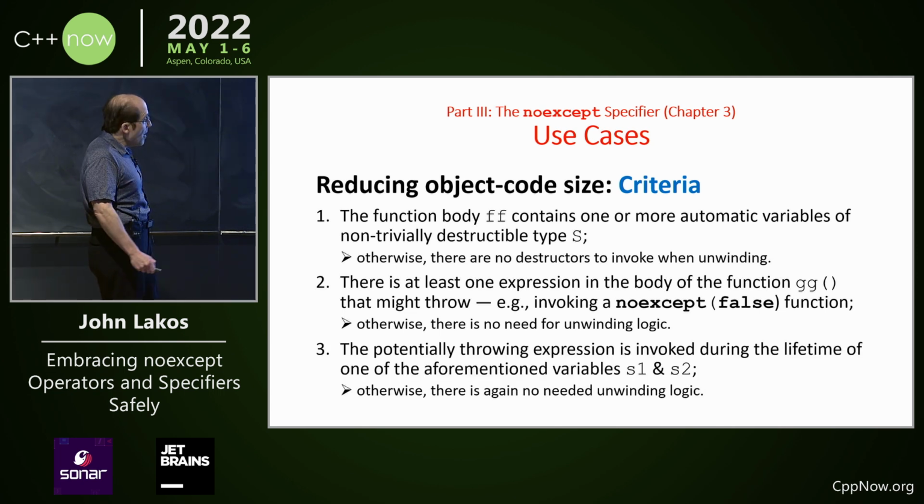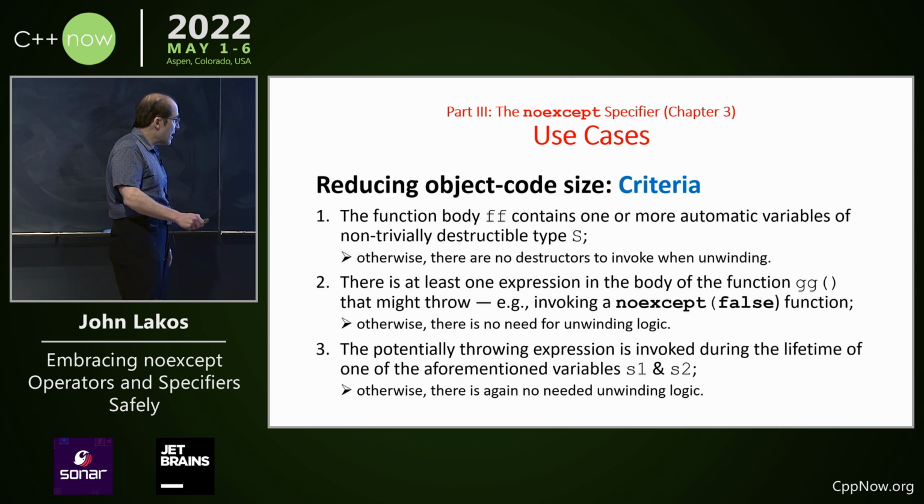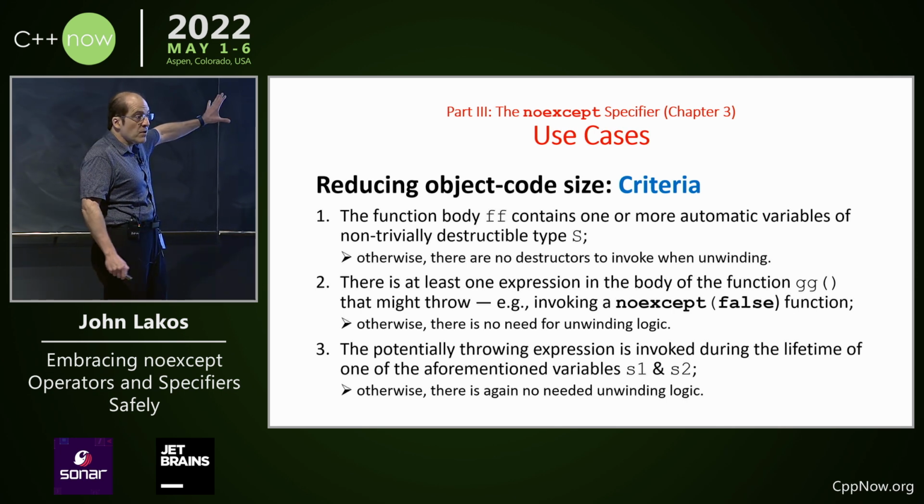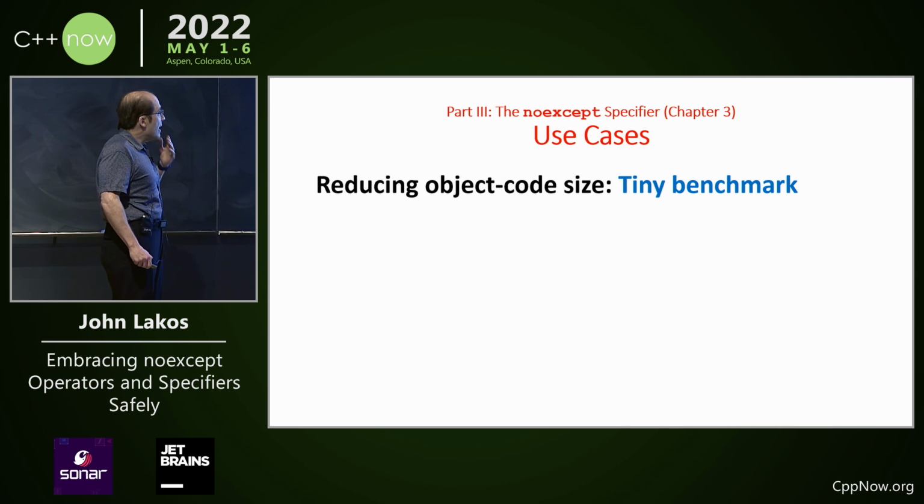The third one: the potentially throwing expression is invoked during the lifetime of one of the aforementioned variables S1 and S2. Otherwise, there's again no need to unwind the logic. So this all has to hold. If you put noexcept on something and that doesn't hold, don't even talk to me. Seriously.